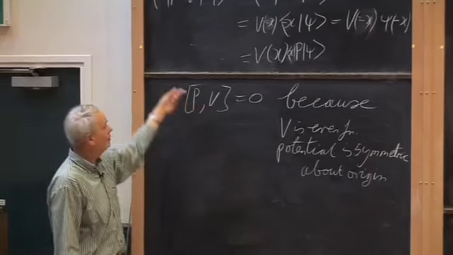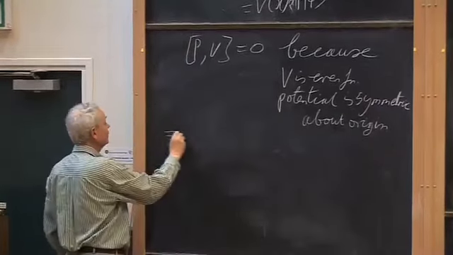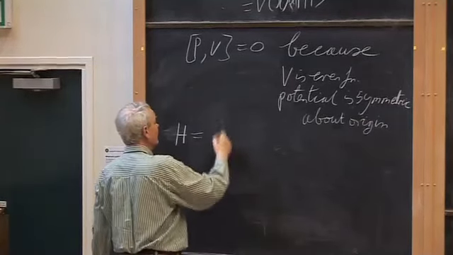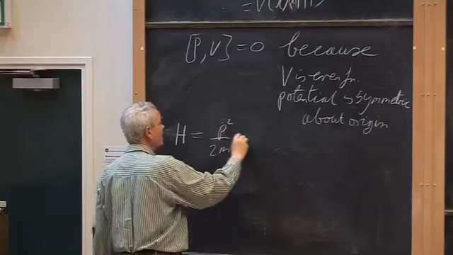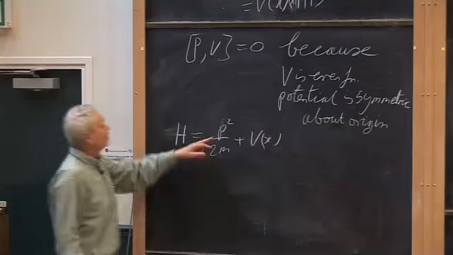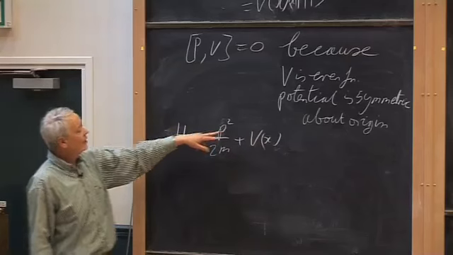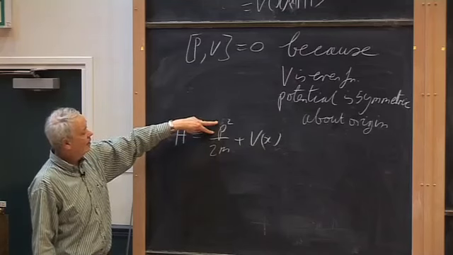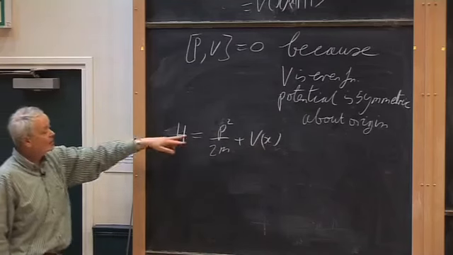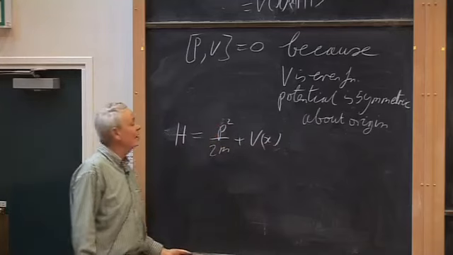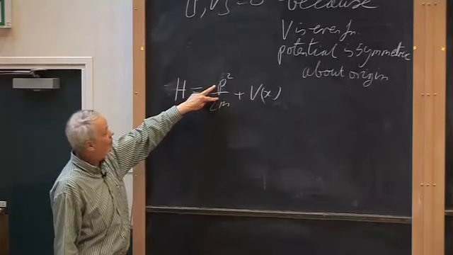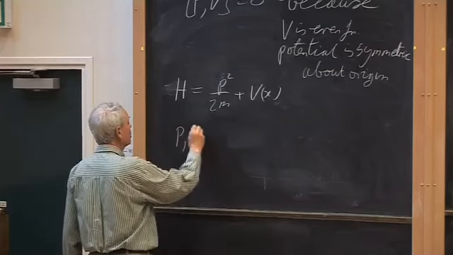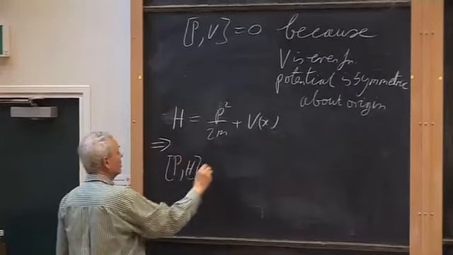with the parity operator. The consequence of that is, so the Hamiltonian is, of course, as ever, p squared over 2m plus v of x. P squared is an even function. If you write this in the position representation, it's minus h bar squared d2 by dx squared. So this is an even function of x. So this commutes with the parity operator. We've just figured that this commutes with the parity operator. So we have that p comma h is 0.